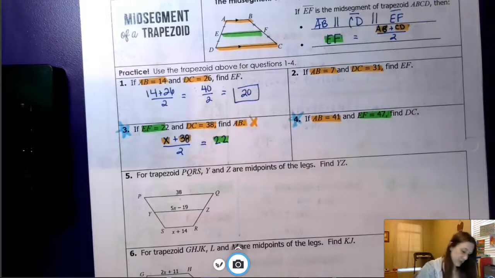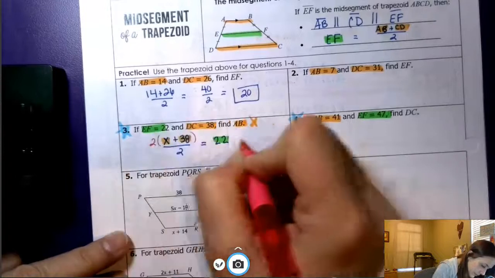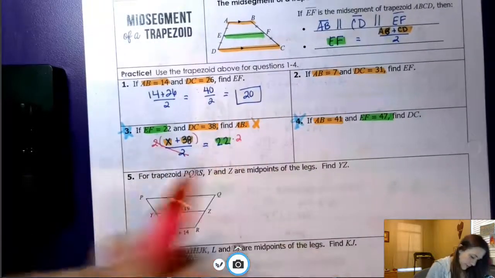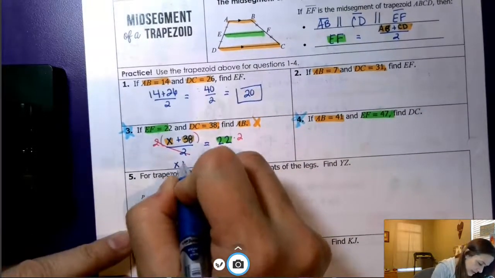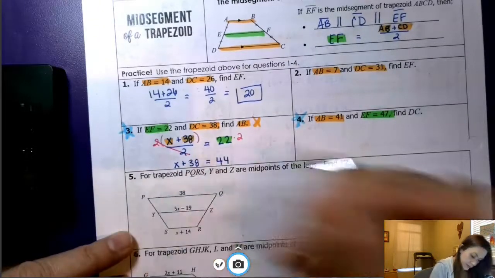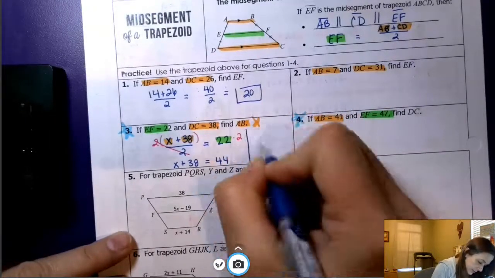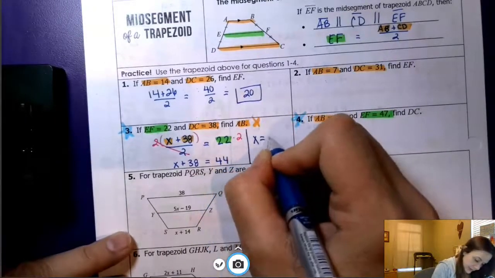Now, what I'm going to do is I'm going to just multiply both sides by 2 here to get rid of that fraction. I have x plus 38 equals 44. I'm going to subtract 38. So when I subtract 38, I end up with x equals 6.